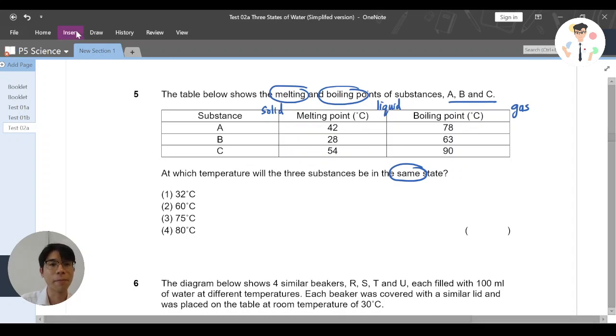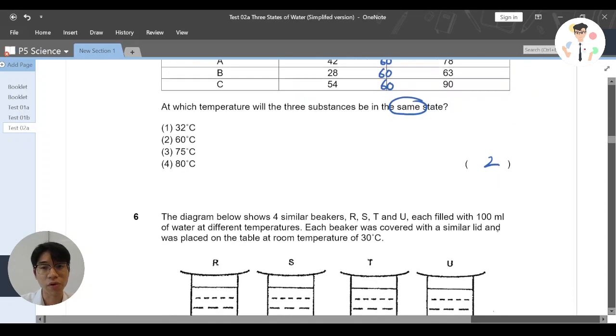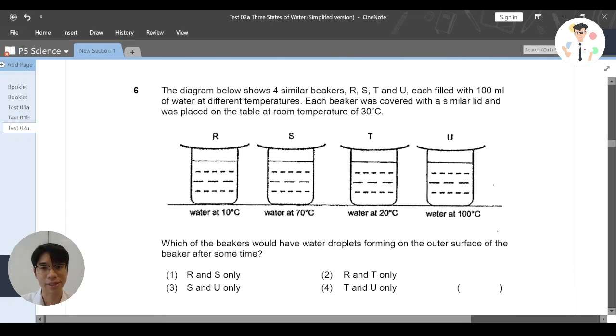How about B? It is 60 degrees Celsius. So 60 is in between 42 and 78. It's also in between 28 and 63, and also in between 54 and 90, which are the substance C's melting and boiling points. So I know that 60 is the best temperature to answer this question. It will be in the same state, which is liquid state. So the answer is what? Option number 2. Simple. Let's move on to question number 6.